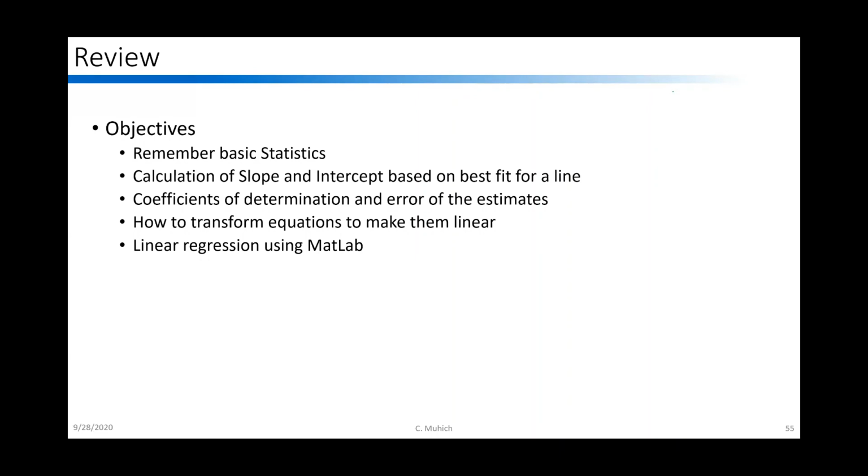With that, I want to wrap up. So just as a review, we've covered some basic statistics talking about means and variances, and then we started talking about how we can use means and variances to calculate slopes and intercepts of lines based on minimizing the error or minimizing that variance. We then were able to determine those intercepts and slopes and determine the error in our estimate. Lastly, we performed equation transforms to linearize nonlinear equations and then used Matlab to perform regression.